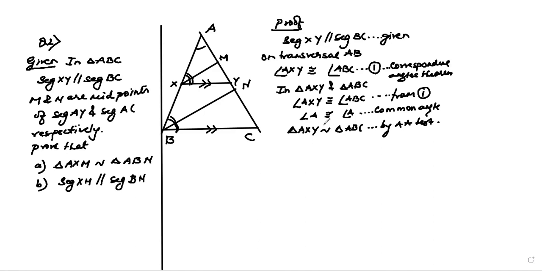Now since these two triangles are similar, children, from here I'm going to get the information for proving the second two triangles similar. See what information I get? I purposely take AX upon AB is equal to XY upon BC is equal to AY upon AC. Statement number 2, the reason: corresponding sides of similar triangles.